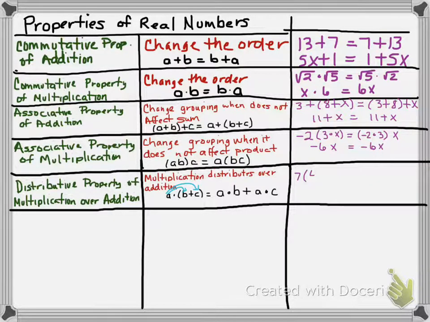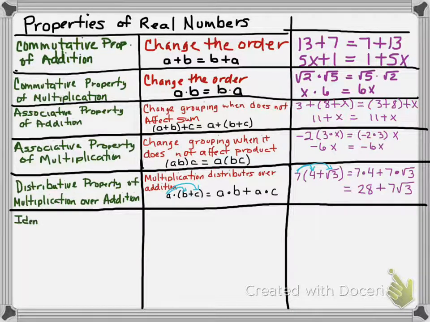So here's an example. Let's say we had 7 parentheses 4 plus the square root of 3. We need to make sure we distribute the 7 to both of those things. That becomes 7 times 4 plus 7 times the square root of 3. The 7 and 4, we could simplify, and that becomes a 28. But the 7 times the square root of 3, we can't do much, so it stays 7 square root of 3. In this case, that's as far as you could take that.